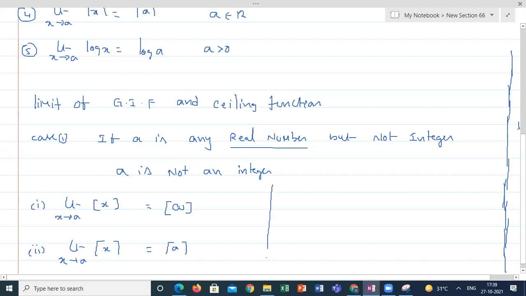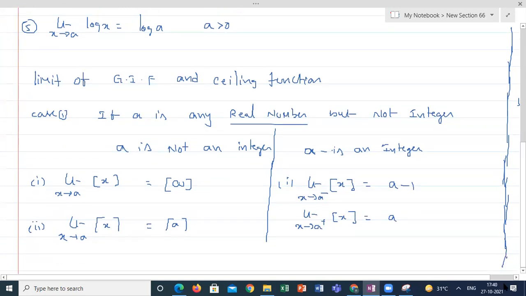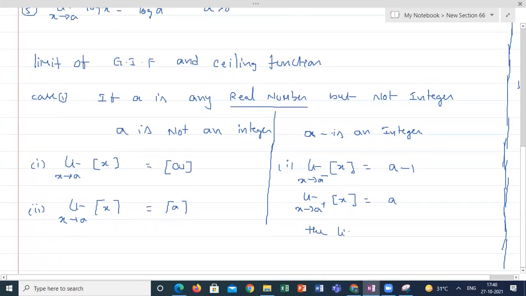If a is an integer, first one, limit x tends to a minus, the greatest integer function is a minus 1, and for limit x tends to a plus the greatest integer is equal to a. So the limit does not exist for the greatest integer function if x is approaching an integer, because its left hand limit is not equal to its right hand limit.